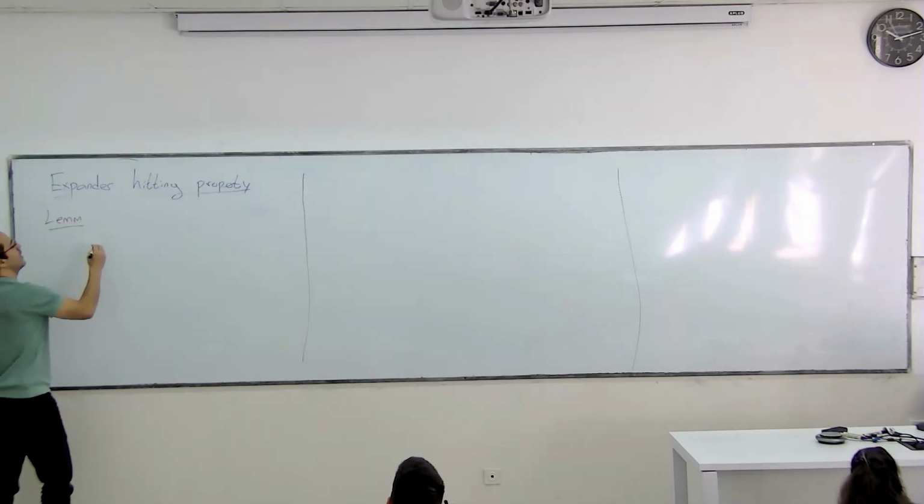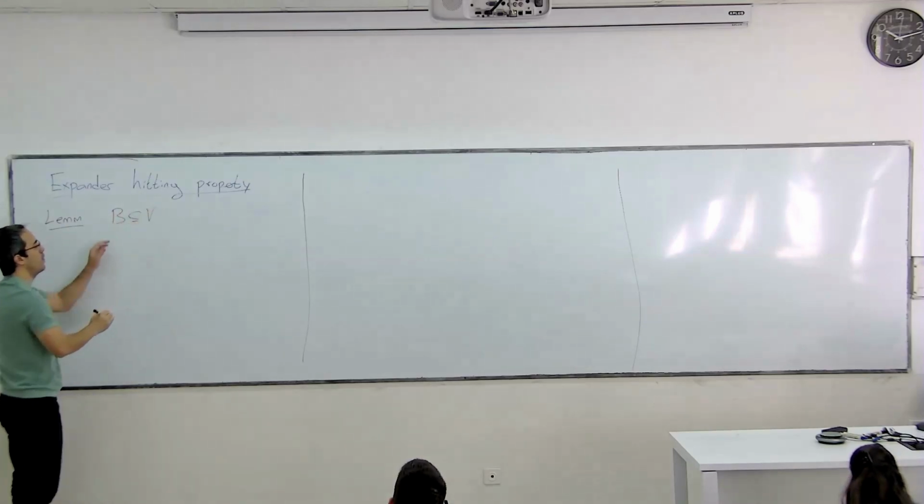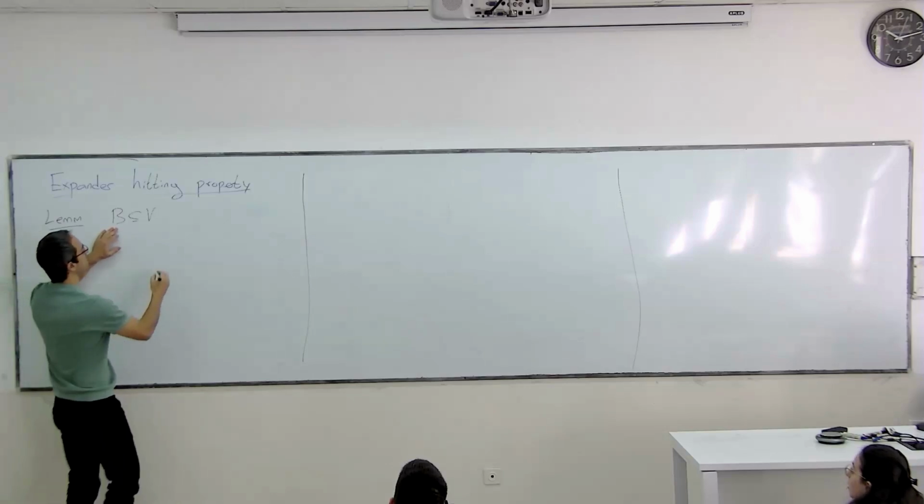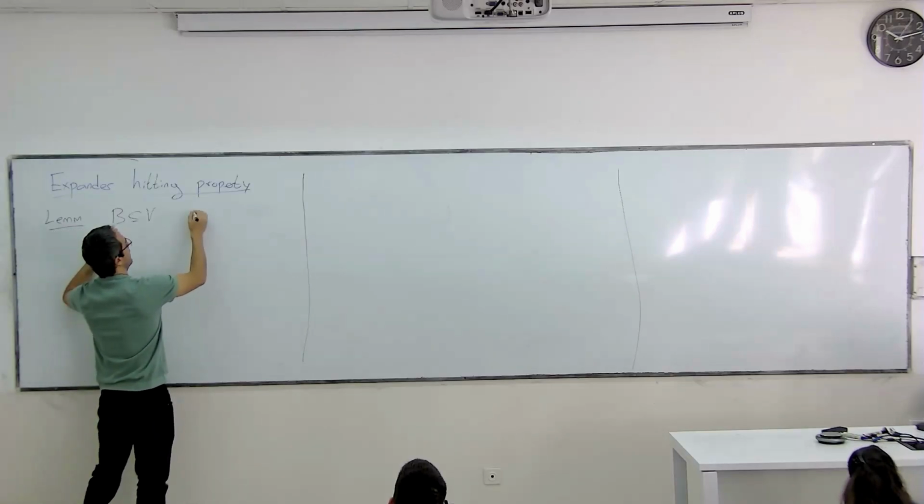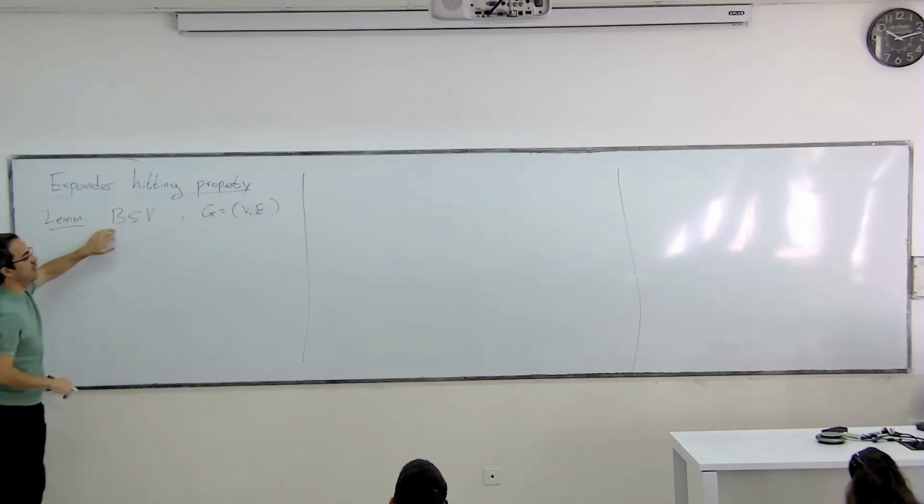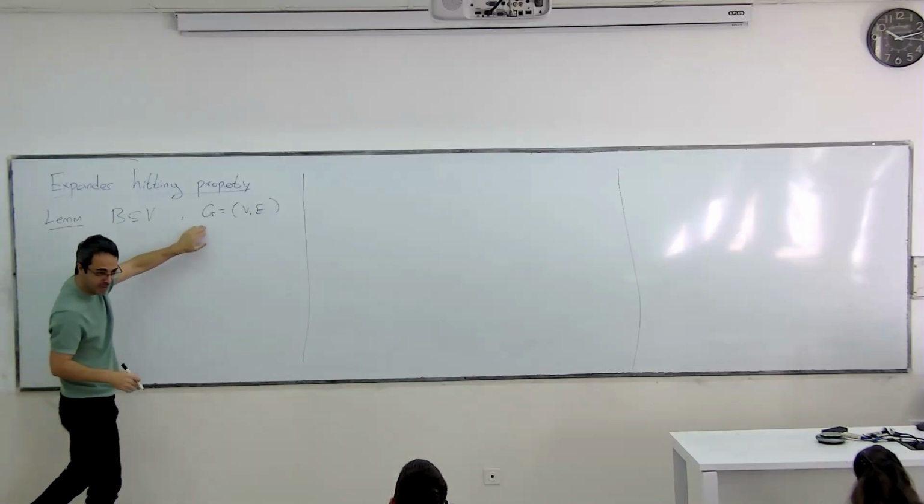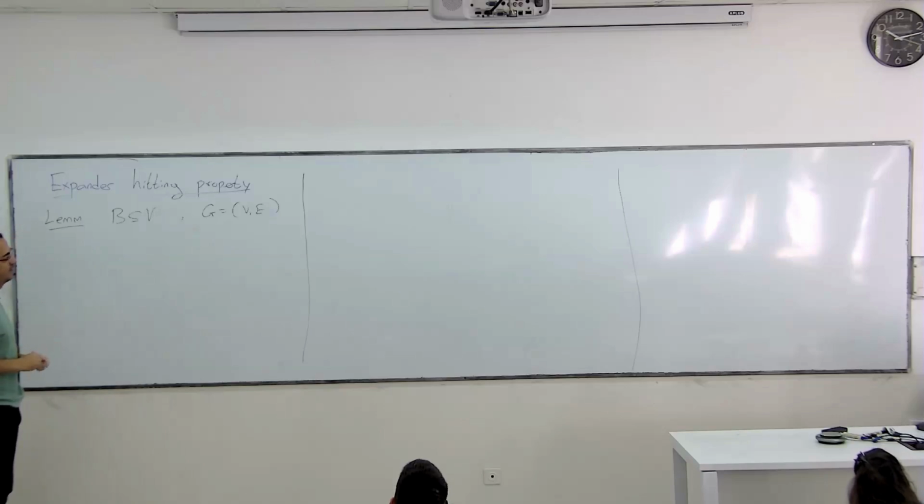It says that if you have a set B, I want to avoid this set. V is the vertex set of some graph. I think of it as a regular graph. I also think of it as having small omega. All large graphs are a spectral expander.